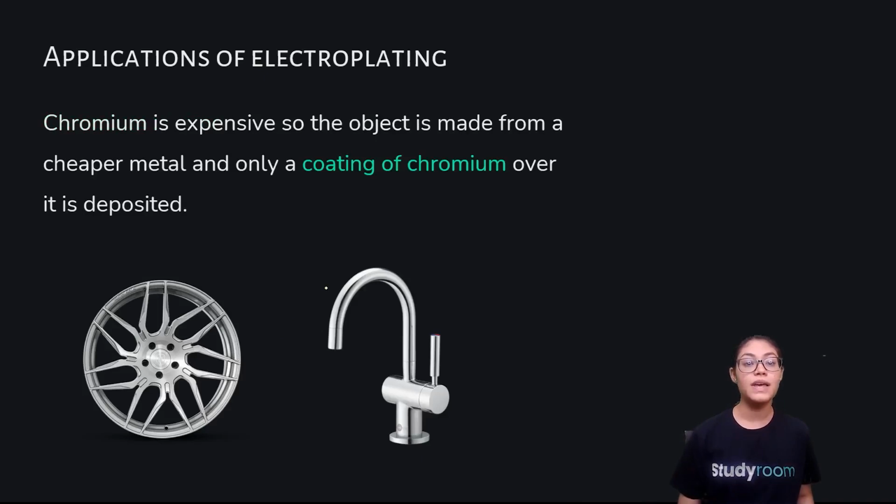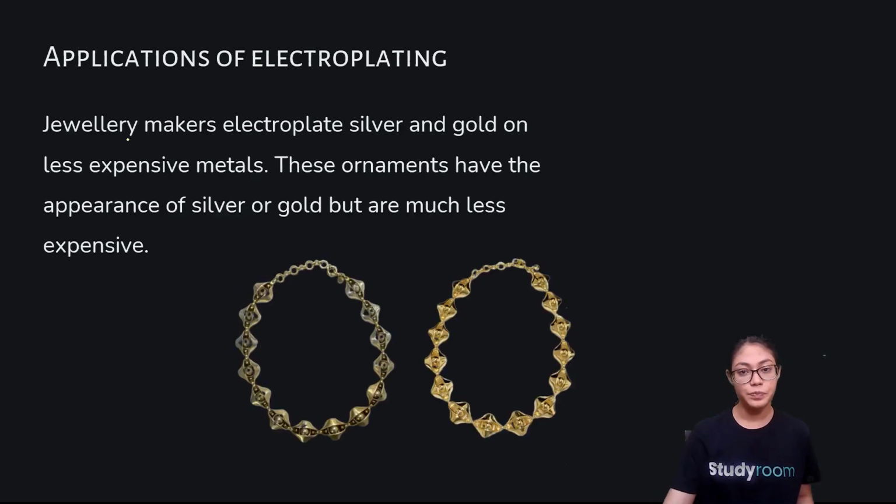Now, chromium is expensive, so the object is originally made from a cheaper metal, and then only a chromium coating is provided on it, because we can't afford to build the material wholly from chromium, since chromium is very expensive. So the material is built from a cheaper metal and only a coating of chromium is provided, correct?